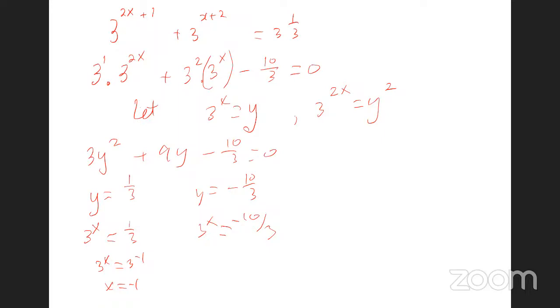Can you find, is there any power of x that'll give you a negative value? The answer is no, right? The exponential graph doesn't occur on the negative side. There's no value for x that'll give you a negative value here. So this is no solution.